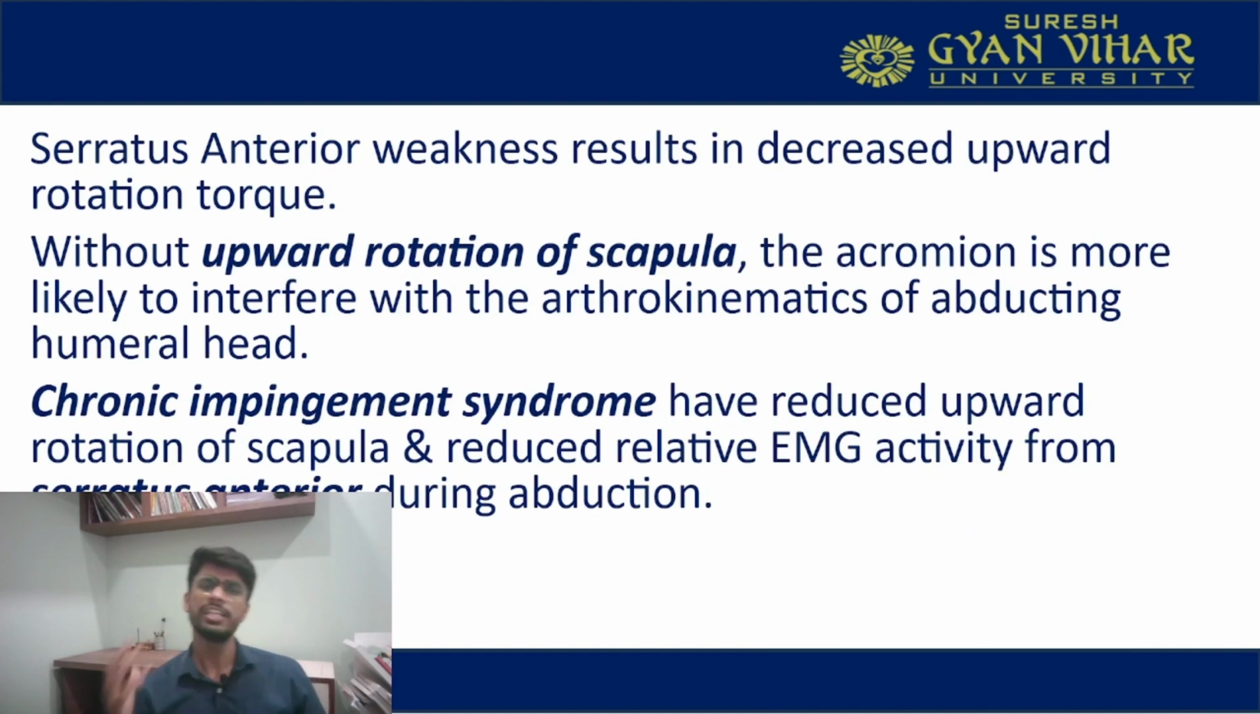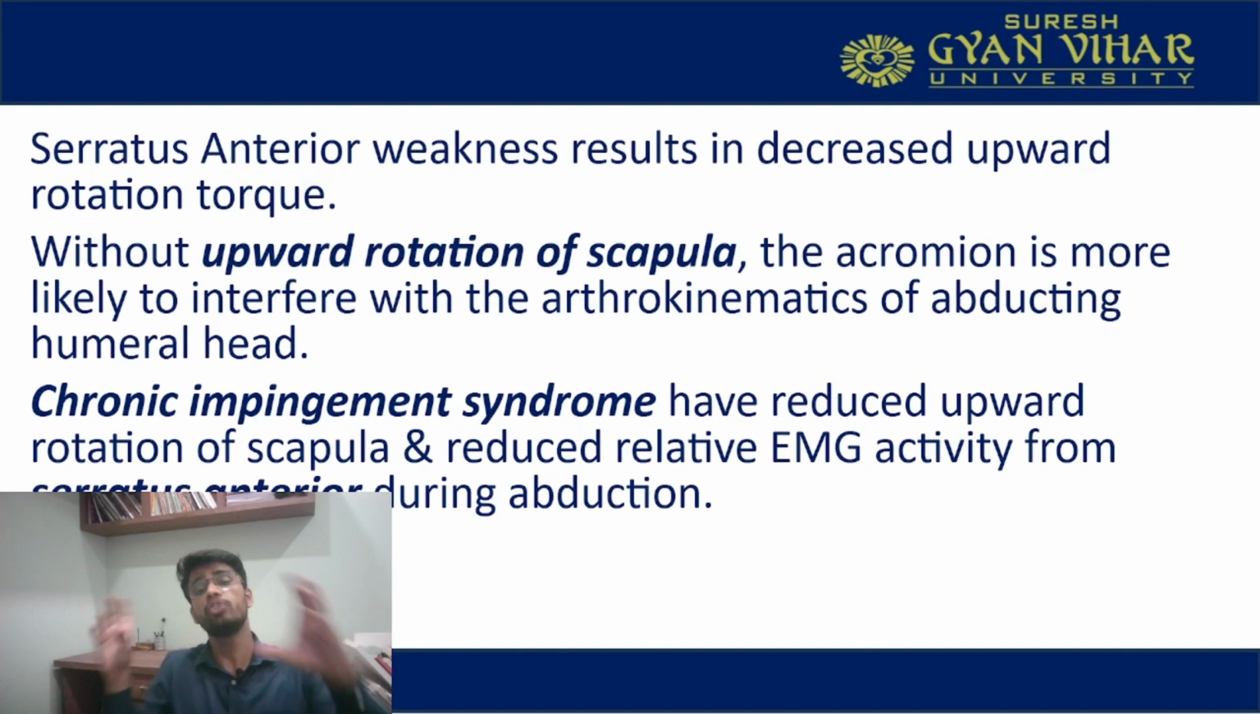Now, serratus anterior weakness can be seen in the patient, not a complete paralysis will always be present. So what will that result into? It will result into a decrease in the amount of upward rotation torque. Without the upward rotation of the scapula, the acromion is more likely to interfere with the arthrokinematics of the abducting humeral head. Which means if your scapula is not in upward rotation, we know that 5 degree upward rotation of glenoid fossa is present. If upward rotation of the scapula is not happening, then there are chances of developing impingement.